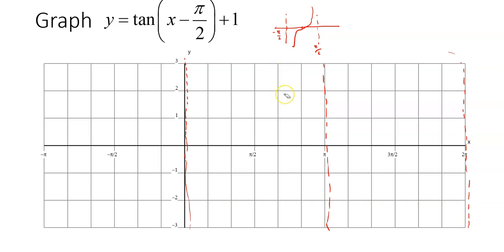And then the other thing that's going to happen is everything's going to shift up 1. So instead of the graph going through the x-axis at pi over 2, it's going to go through 1. It's going to go through 1 over here. And so without plotting individual points, I'm comfortable in saying it looks like that. All right, so the tangent function shifted pi over 2 to the right, and then up 1. And then, of course, it continues over here, too. We could do another branch over here if you want.